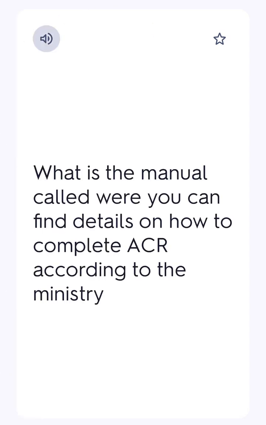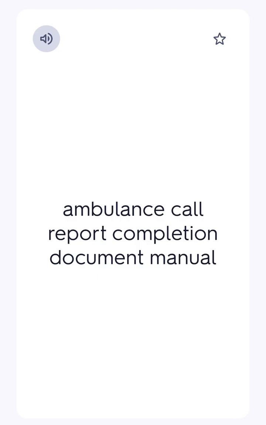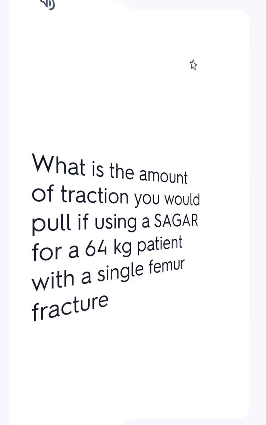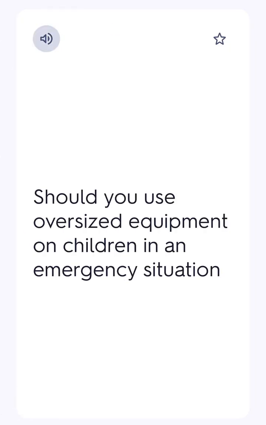What is the manual called where you can find details on how to complete an ACR according to the ministry? Ambulance Call Report Completion Document Manual. What is the amount of traction you would pull if using a SAGER for a 64-kilogram patient with a single femur fracture? 14. Should you use oversized equipment on children in an emergency situation? No.